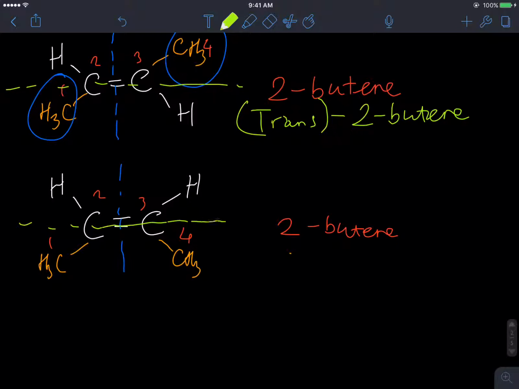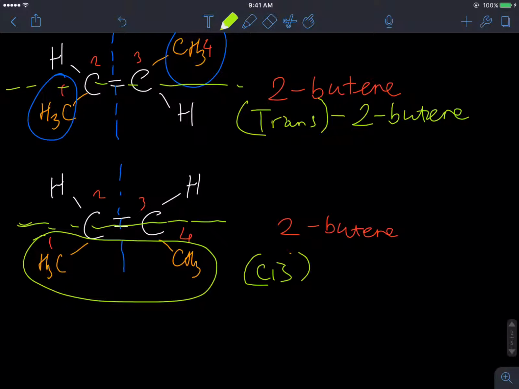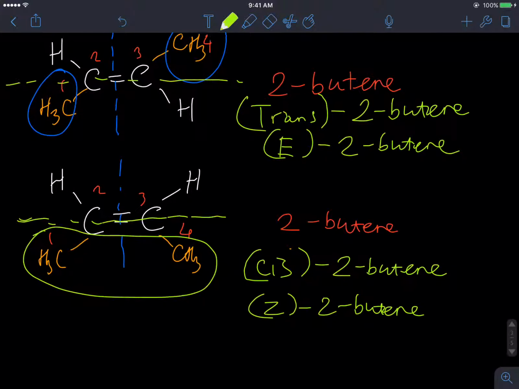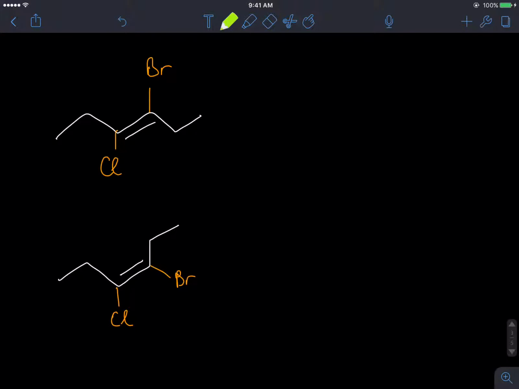We look at the different sides. They are on the same side of the double bond, so it should be cis, which means same. So now we have two different molecules. But instead of trans, you can write E, meaning different sides: E-2-butene. And right here, Z-2-butene.